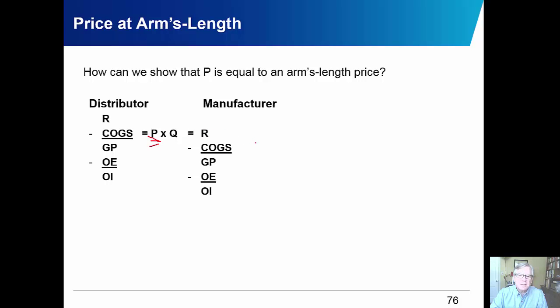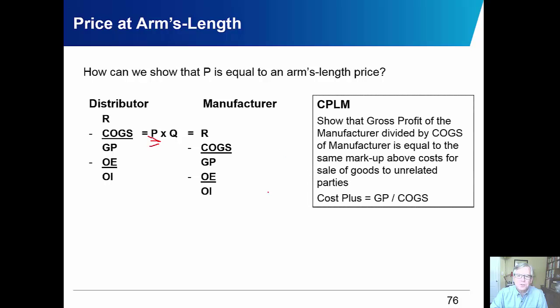And in the case of the related party manufacturer in this case, using the cost plus method, we're going to examine essentially their gross profit, the difference between revenues and COGS, relative to the amount of COGS that they have. So we're going to take the gross profit, which is right here, and that's going to be our numerator, and we're going to compare it to this, the COGS, our cost of goods sold.